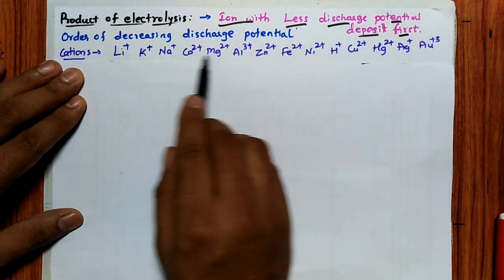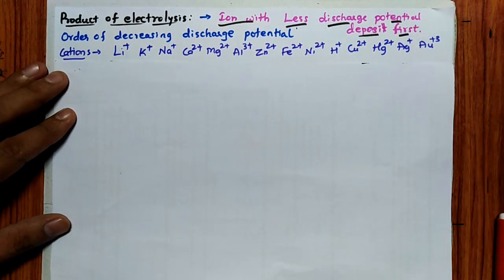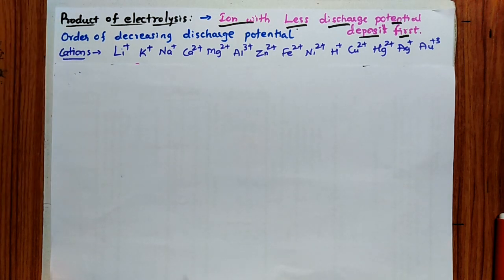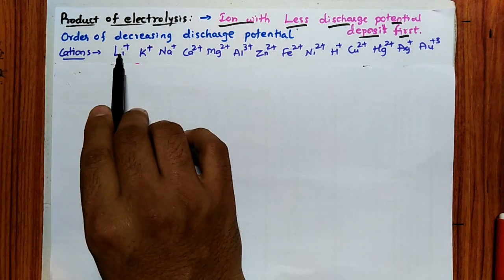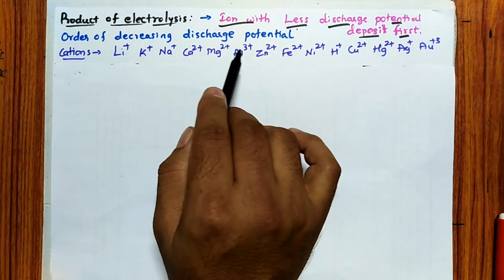These are all negative reduction potential. Hydrogen is 0 and these are all having positive reduction potential. Then how to read this? I will tell you. This is having more discharge potential. This is having more, this is having more than this, more than this, like that.